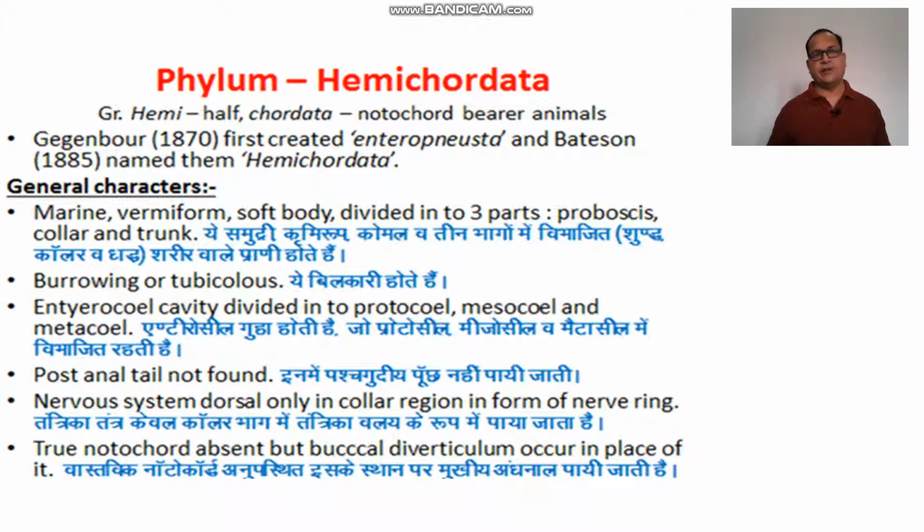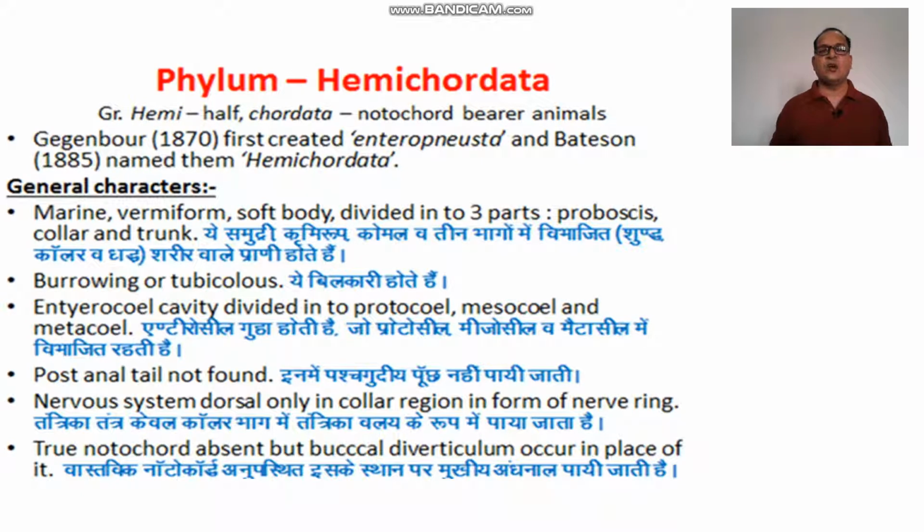Main characters of Hemichordata are: these are marine, vermiform, soft-bodied animals divided into three parts, proboscis, collar and trunk. These are burrowing animals. They live in burrows. The enterocoelous cavity is divided into protocoel, mesocoel and metacoel. A post-anal tail is present in these animals. Post-anal means after the anus, the body region is called tail.